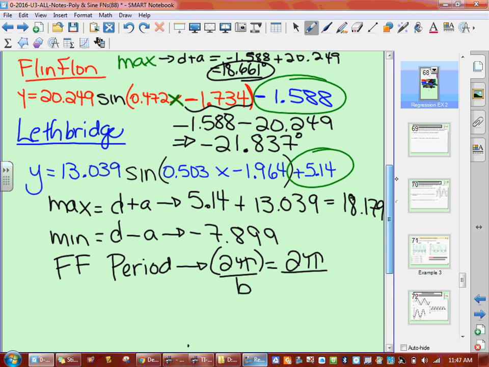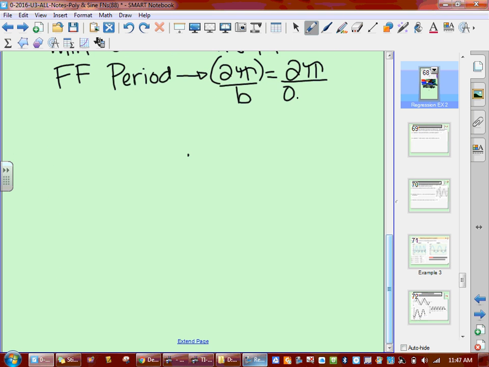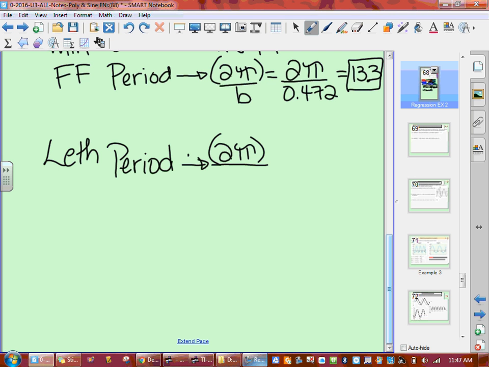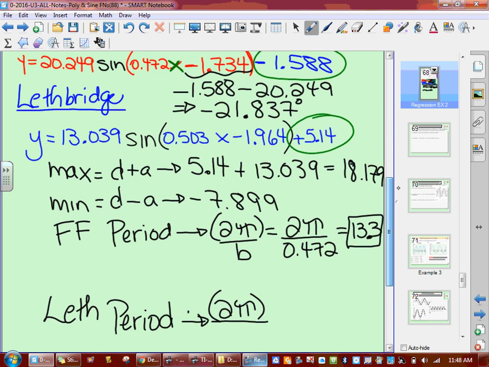And then Lethbridge, period. You can go to 1 decimal place on this one. What's our period? 13.3. Okay. So 13.3. That's how long it takes to make a cycle. Well, let's take a look at the next one. We're talking about Lethbridge, which is 0.503. And what do we get? This one should be closer to 12 something.